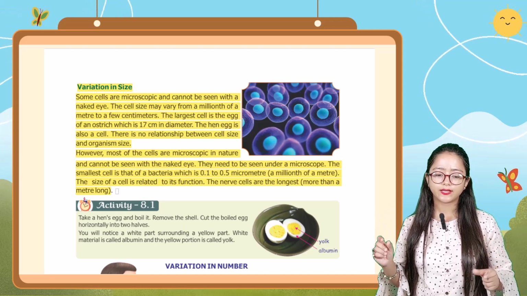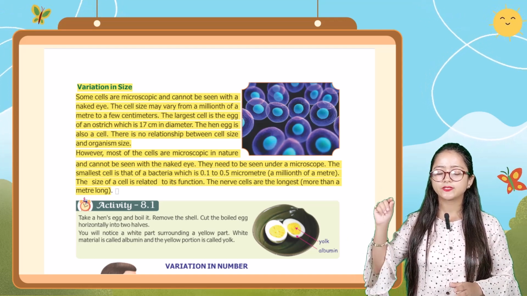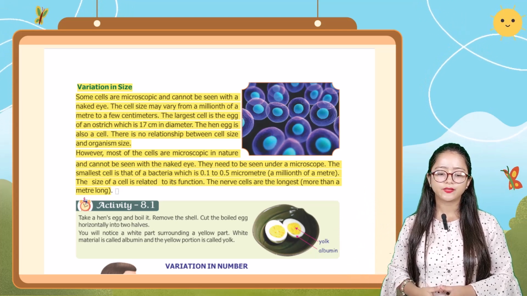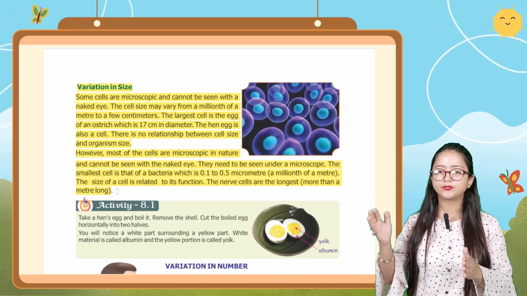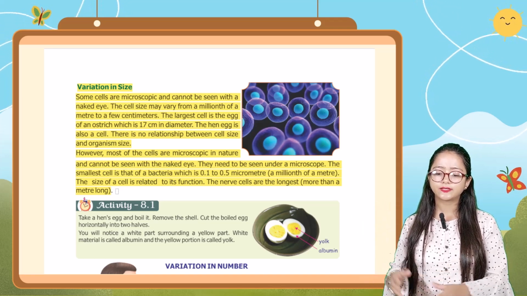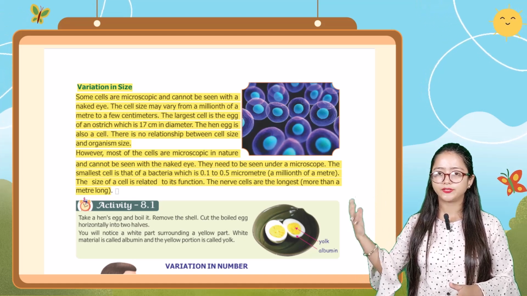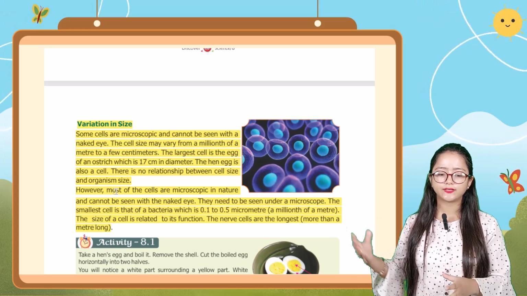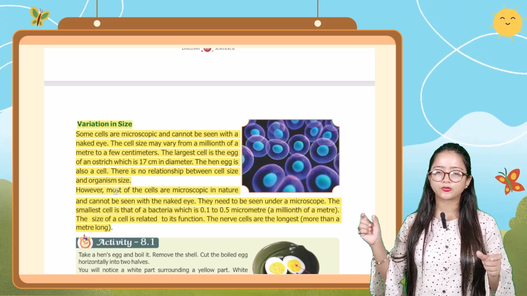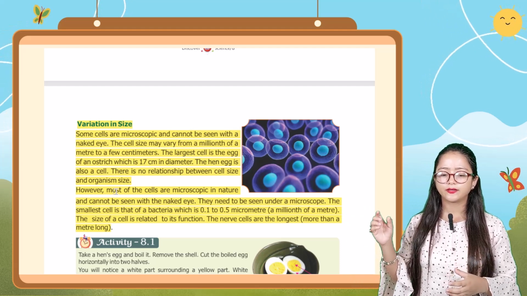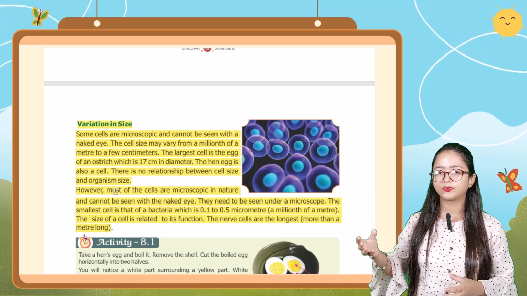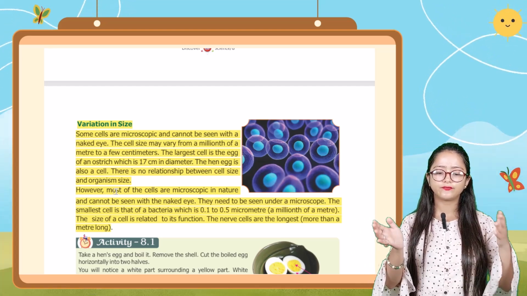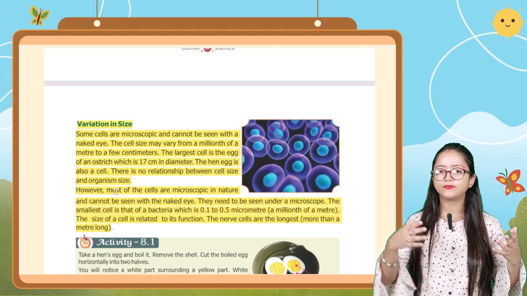The smallest cell is that of a bacterium, which is 0.1 to 0.5 micrometer, that is, a millionth of a meter, and the size of the cell is related to its function. The nerve cells are the longest, more than a meter long. So basically, it is telling you about the variation in size of the cell. Some cells are microscopic, and you can see them only in the microscope, not with your naked eye. The cell size varies from a millionth of a meter to a few centimeters.